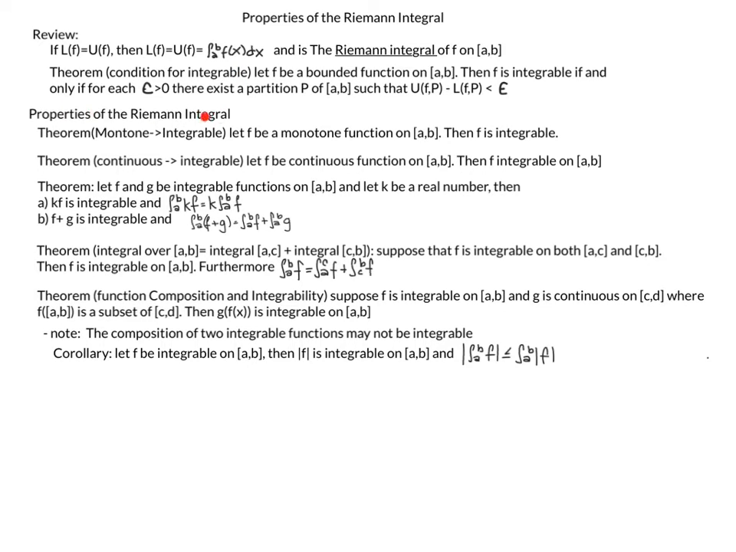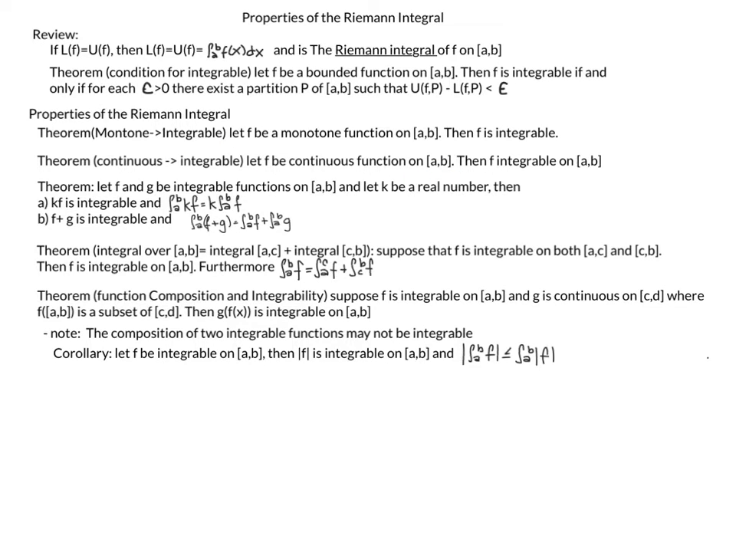Then we will look at properties of the Riemann integral, which consist of the properties in these 5 theorems. The first theorem tells us that if f is a monotone function on a closed interval, then the function is integrable. The next one tells us if f is continuous on a closed interval, then it is integrable.